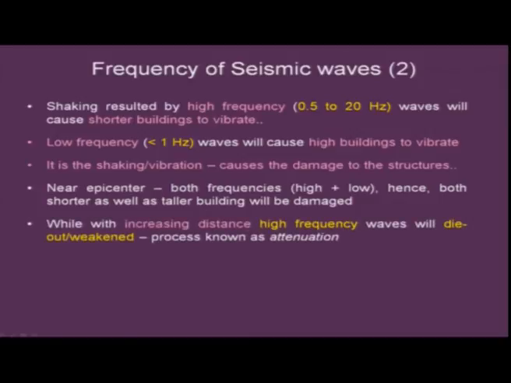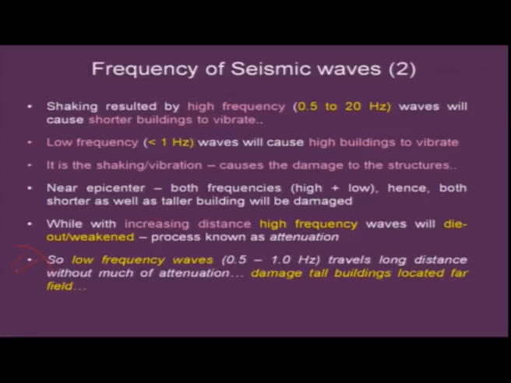While with the increase of distance from the epicenter, as the waves travel farther away, high frequency waves will die out. The body waves will die out and get weakened. This process is known as attenuation, whereas low frequency waves, less than 1 hertz, travel long distances without much attenuation. So the surface waves will travel much farther and damage tall buildings located even far away.